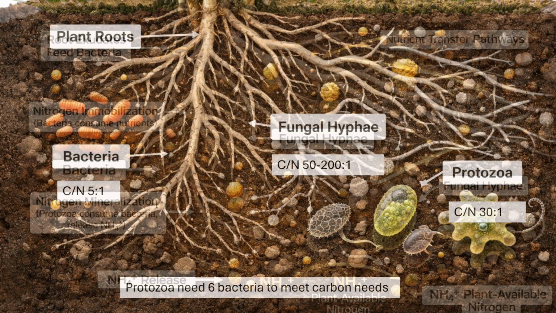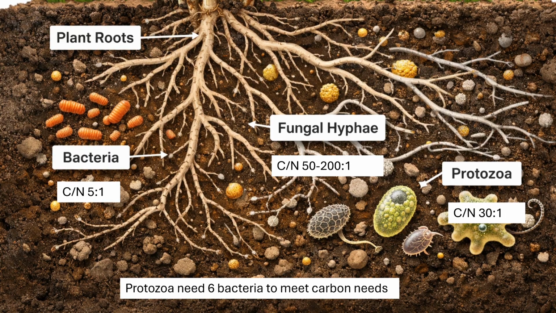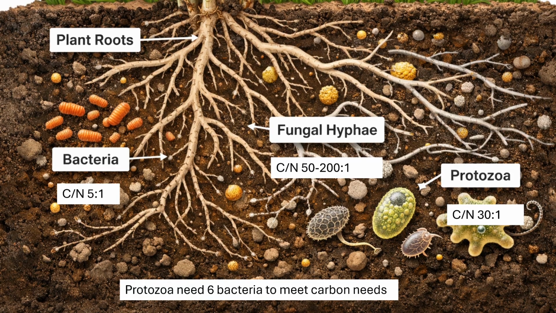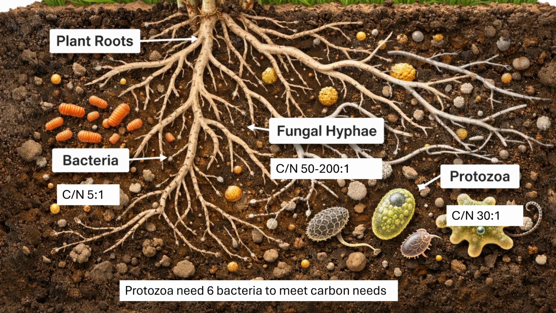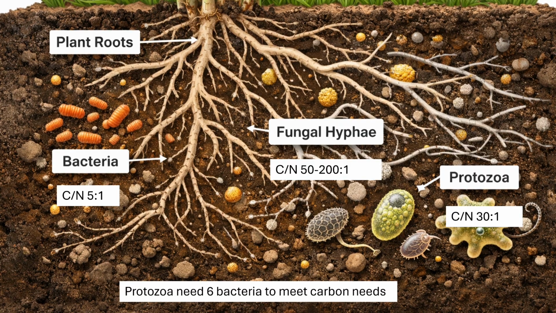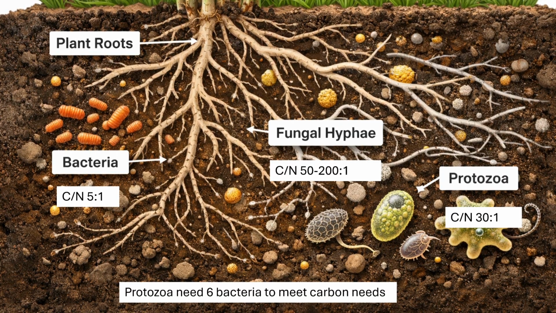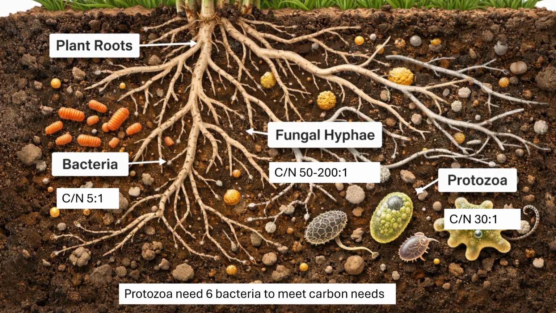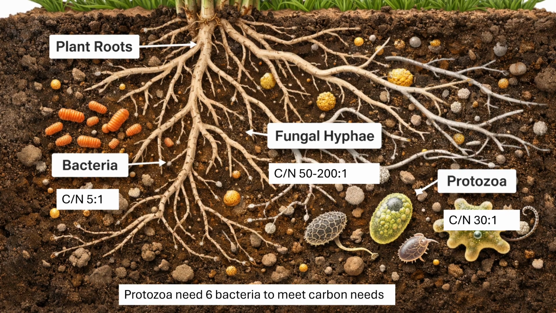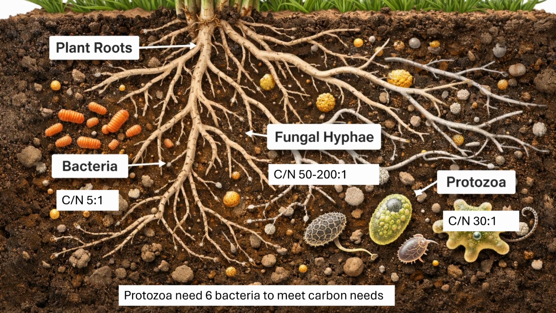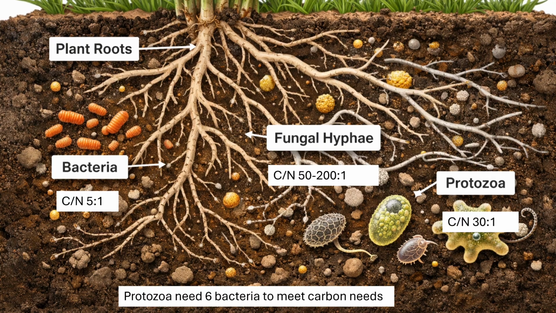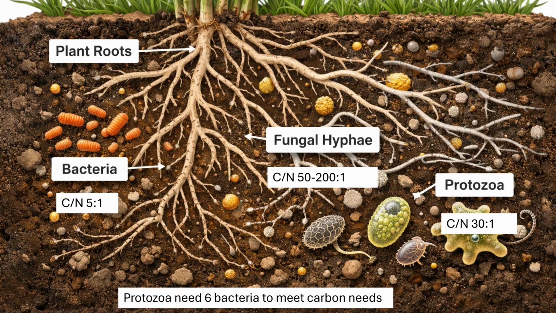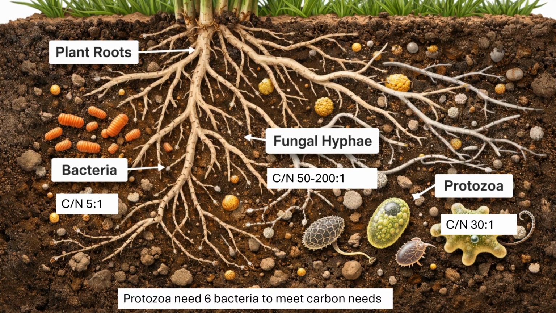Bacteria have a carbon to nitrogen ratio of about 5:1, while protozoa are closer to 30:1. That means a protozoa has to consume several bacteria just to meet its carbon needs. But when it does, it takes in more nitrogen than it needs, and that excess nitrogen is released as ammonium right there in the root zone. Protozoa need more carbon than bacteria provide, so when they eat bacteria, they release the excess nitrogen as ammonium right where the plant can use it. Microbial predators turn excess nitrogen into plant-available nitrogen.